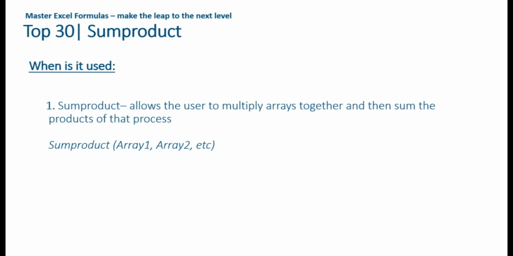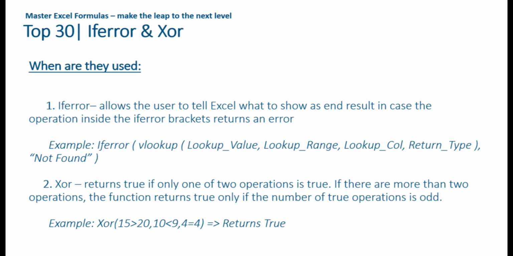Now the next two formulas, IFERROR and XOR. IFERROR is probably one of the most used formulas in Excel. What it does is it ensures that there is an alternative outcome in case the operations inside the IFERROR brackets actually return an error, okay.